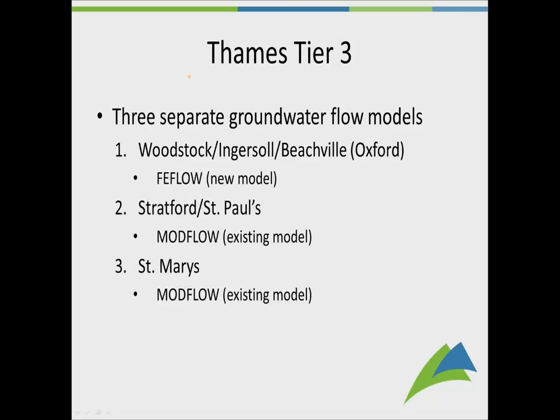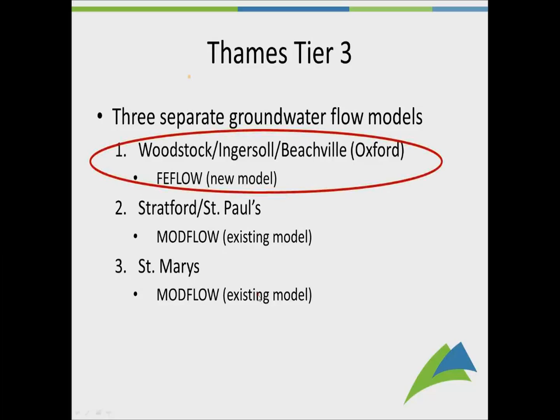For this particular project, as I mentioned, there were 6 communities. And for those 6 communities, we ended up building 3 models. So for the Woodstock, Ingersoll, and Beachville area in Oxford in the south, we built a new model using FEFLOW. For Stratford and St. Paul's, we built a MODFLOW model, and for St. Mary's, we built a separate MODFLOW model. The reason for these separate MODFLOW models was that there was existing work that we wanted to build upon rather than starting from scratch. So for this talk, I'll be focusing on item 1 on this list, the FEFLOW model that we developed for the 3 communities in Oxford.